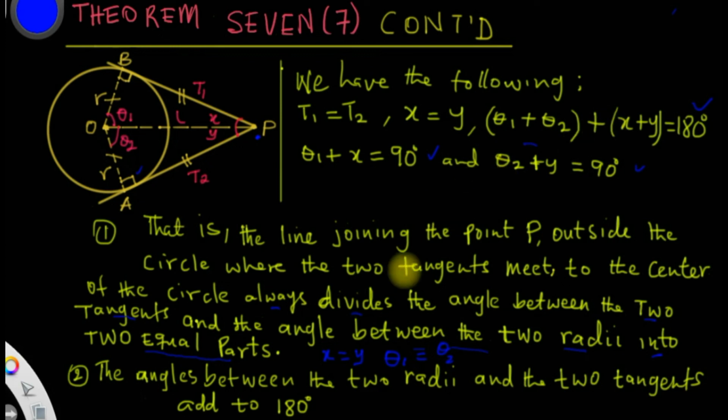What we are saying here is that we are just putting into writing what we have said. If you add theta 1 to theta 2, that gives you this whole angle, and then we add s to y to give us the whole angle. So theta 1 plus theta 2, in brackets, plus s plus y must give us 180 degrees. So that is what we are saying.